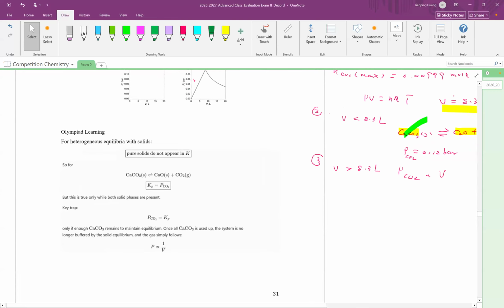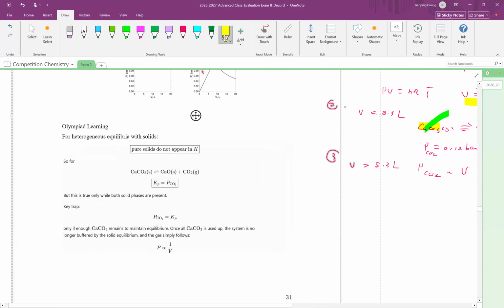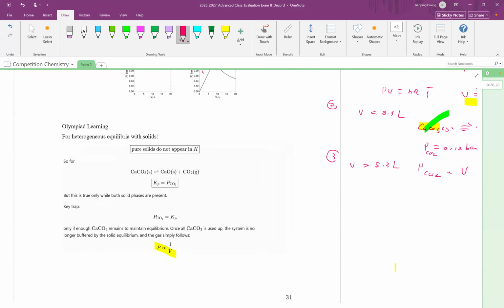See, look at the Olympiad learning. In the Olympiad exam, all the time, please remember that curve. By the way, each year they use so many curves. So this one's learning is heterogeneous equilibrium with a solid. A pure solid does not appear in the expression. You just look at whether enough calcium carbonate remains in the system, and then it only equals this one. If it is all gone, then use this relationship to find the pressure with the volume. Now go to the next one.